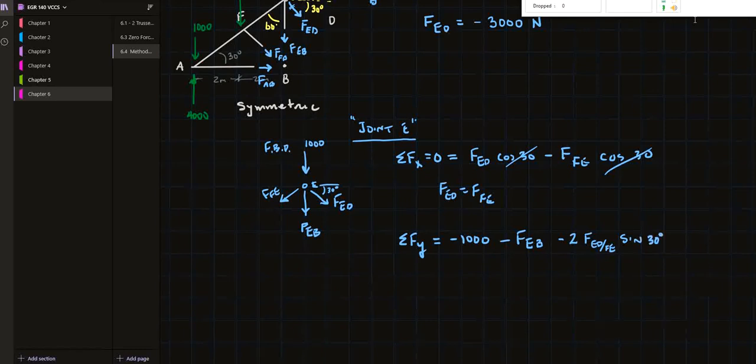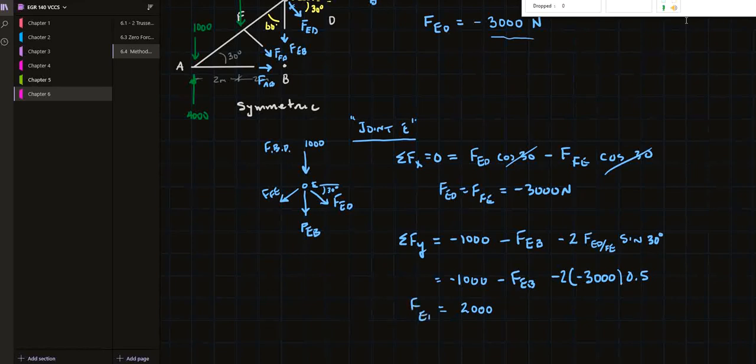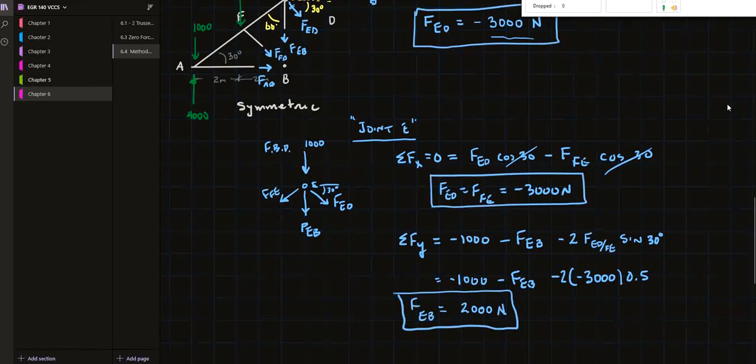sine of 30 degrees. Well, I saw up here these were the same, and from up above, that was equal to minus 3,000 newtons. And so half of 6,000 is 3,000 minus 1,000 equals 2,000. And that's the force in EB. So ED is in compression, FE is in compression, and EB is in tension.